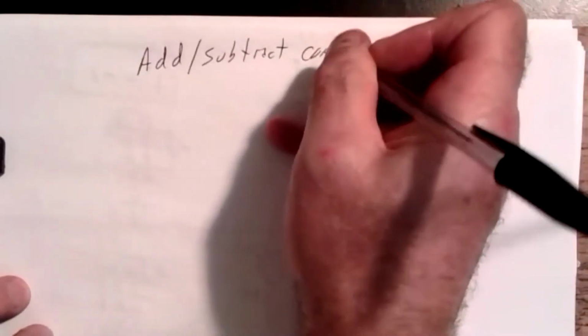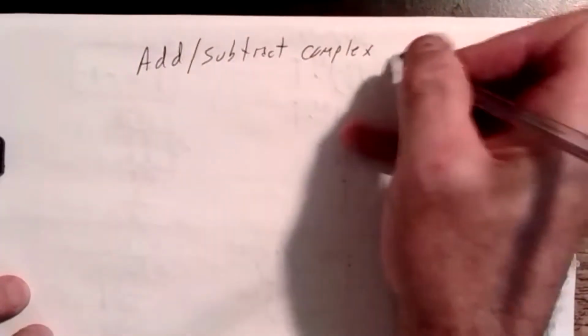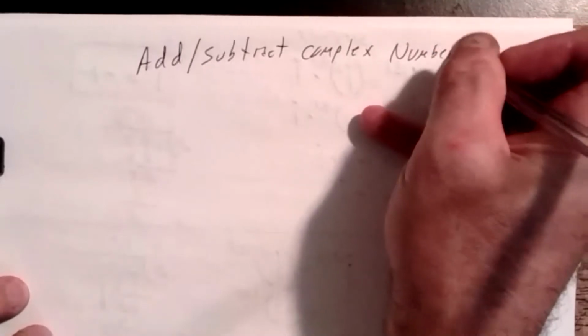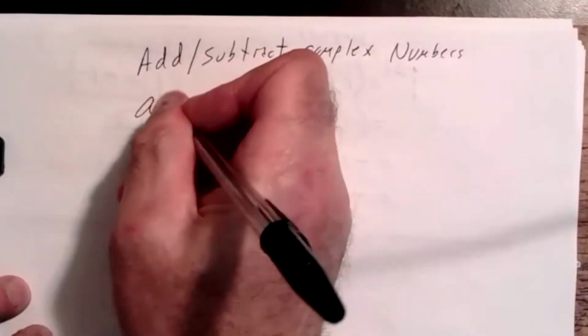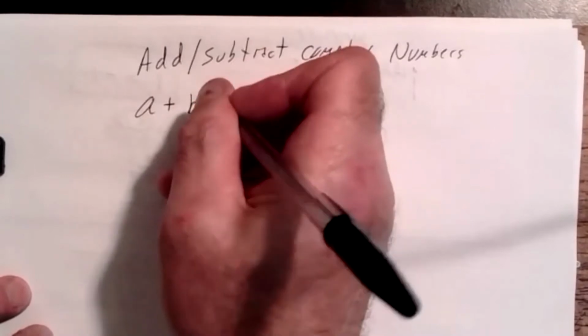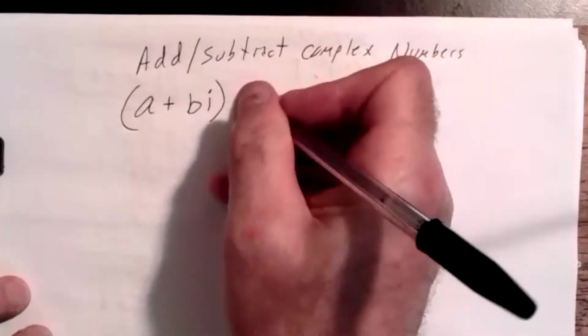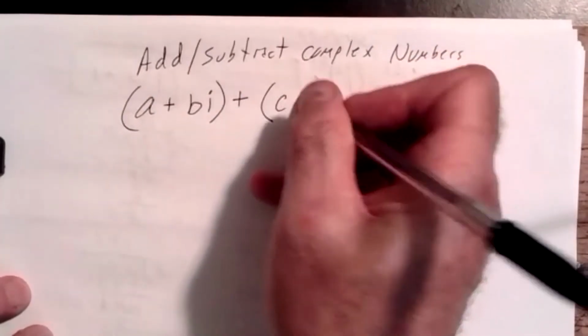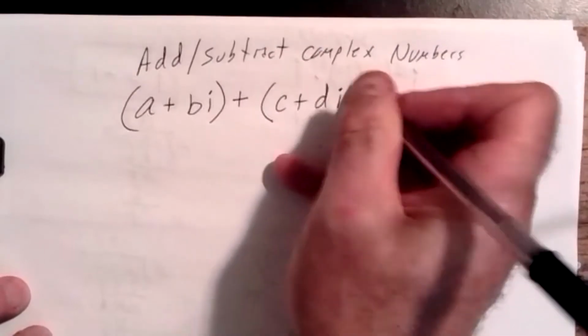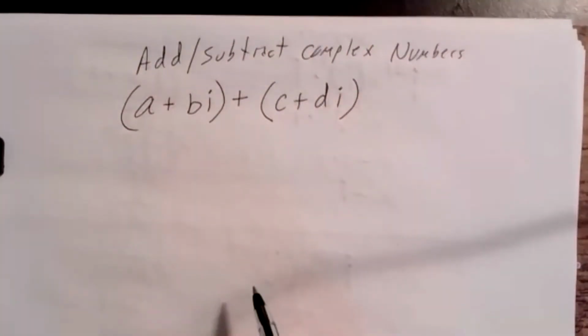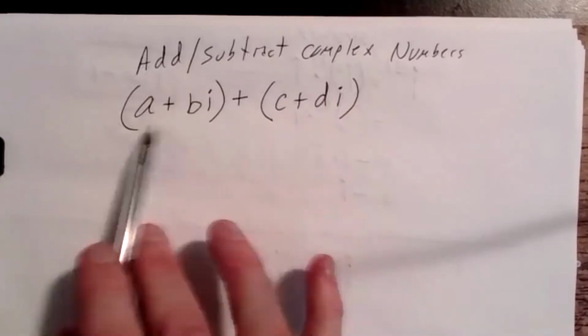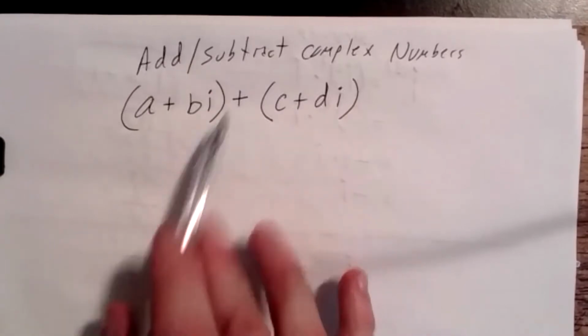All right, how to add and subtract complex numbers. So adding and subtracting complex numbers, how do we do it? Well, in general, suppose I have a complex number a plus bi. And to that, ladies and gentlemen, suppose I want to add another complex number called c plus di. Both these complex numbers are in standard form. What's the do's and don'ts when it comes to adding two complex numbers together?